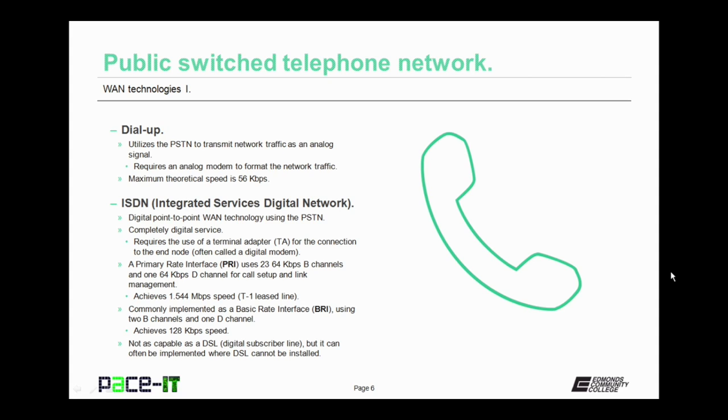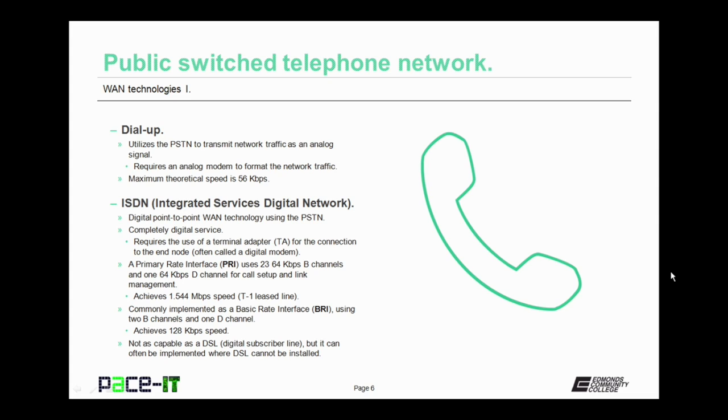Now, the PRI is composed of 23 64 kilobit per second B channels and one 64 kilobit per second D channel. That D channel is used for call setup and link management. A PRI can achieve 1.544 megabits per second speed, and that is commonly referred to as a T1 leased line.